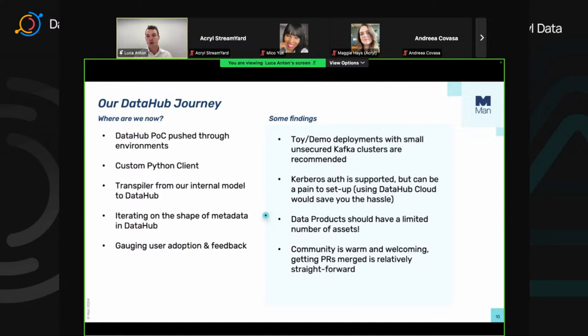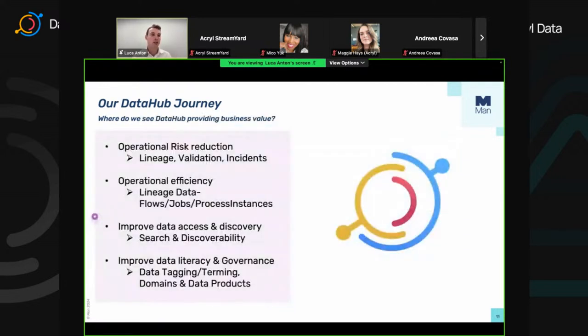And we've already managed to merge a PR to DataHub. One of the new contributors that was on a couple of slides ago is from Man Group, so that's great. It was relatively straightforward. We found the process relatively low friction, so good job there.